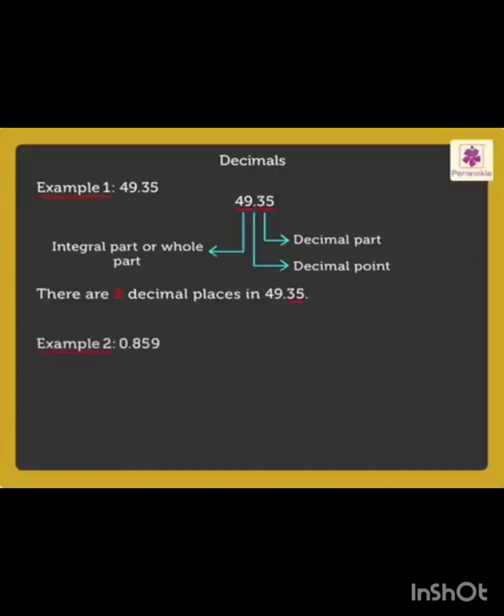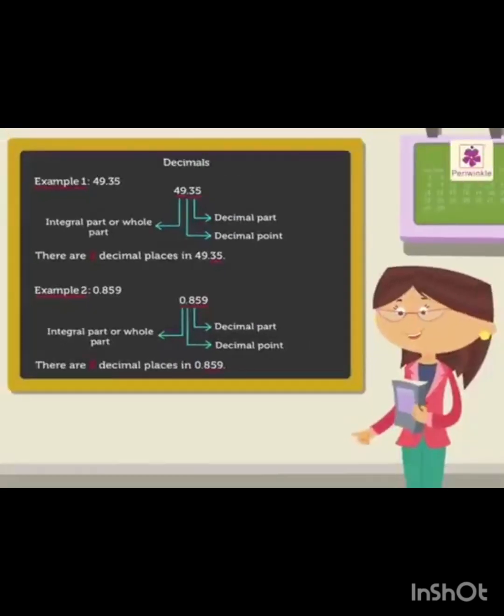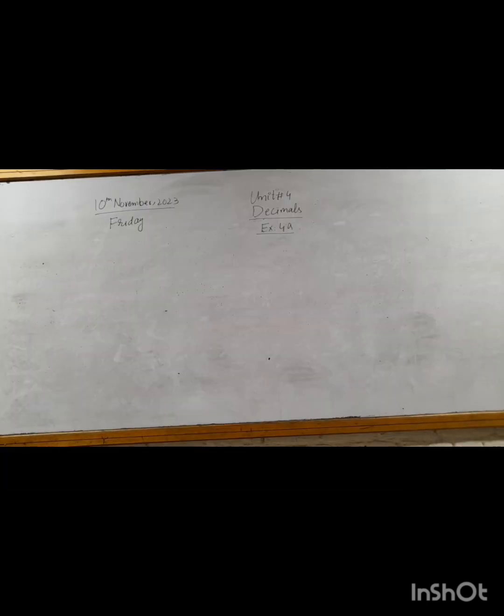In the decimal number 0.859, 0 is the integral part. The dot in between 0 and 859 is the decimal point. And 859 is the decimal part. It is read as 0.859. And there are three decimal places in 0.859. Kids, wasn't it interesting to learn decimals? I hope you have understood all the points from the videos. Now we'll solve some questions relevant to decimal and fraction.